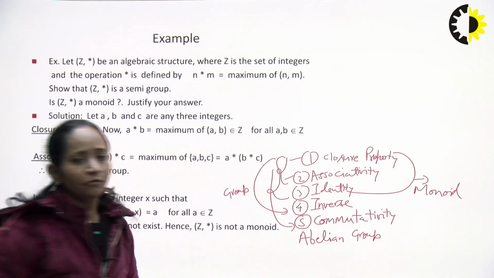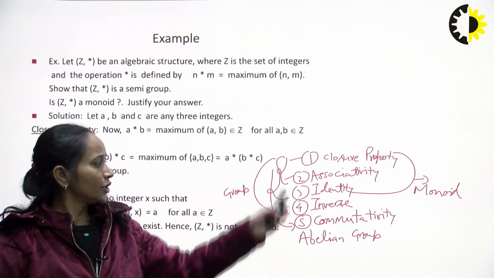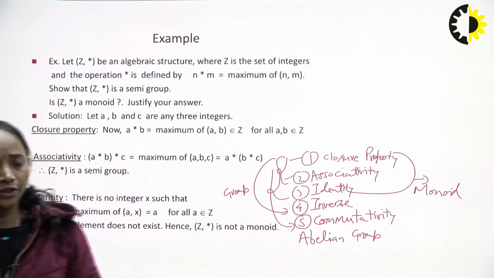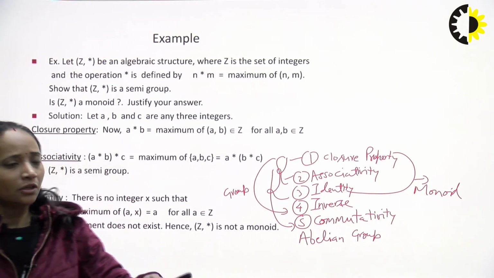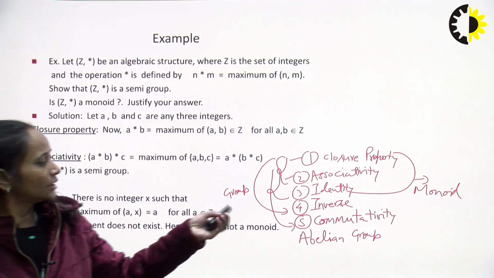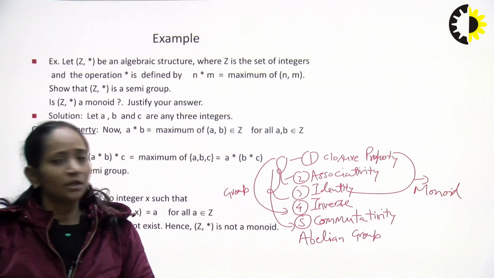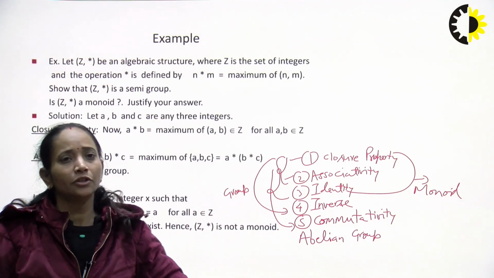According to the different types of questions, if it asks what is a monoid, then we have to check all three properties. If a question asks to check whether it is a group or not, we have to check all four properties. And if a question asks to check whether it is an abelian group or not, then we have to check all five properties.